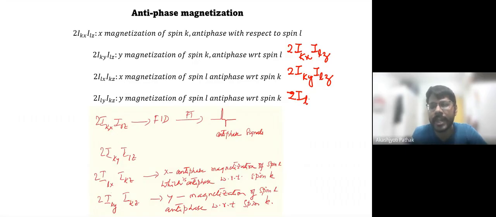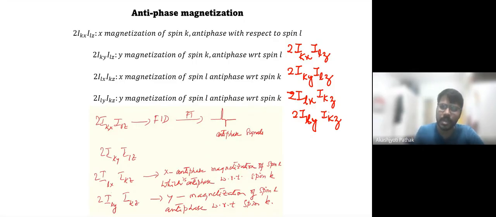Similarly, you can have X magnetization of L, which is antiphase with respect to K. So this will be IL_X K_Z. Or you can have terms like IL_Y K_Z. So this will be Y magnetization of L, antiphase with respect to spin K. So these are the antiphase magnetization terms.